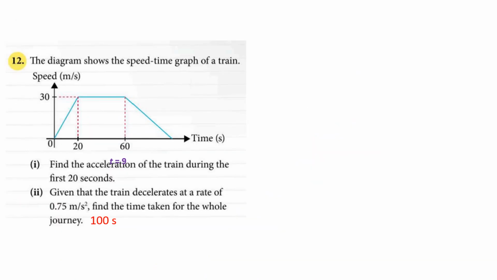Right, let's come to the last question. The last question is also a speed-time graph. We have done enough questions to solve this quite easily. In the first part, you're asked to find the acceleration of the train during the first 20 seconds. So basically what we are finding is the gradient of this line, because acceleration is equal to change in speed over change in time, right? So it's just the gradient of the line.